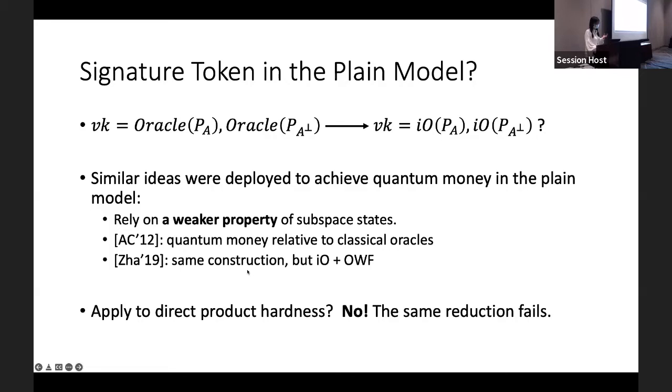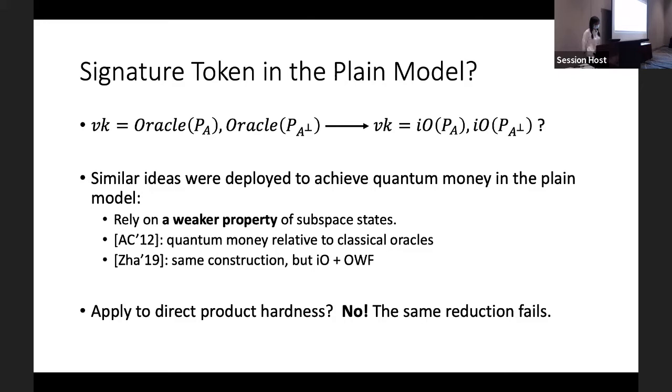But unfortunately, it cannot be applied to our case, because in fact, the direct product hardness we use in the signature token scheme is a stronger property than the security required by the public key quantum money protocol. And the same reduction using Zhandry's obfuscator would fail for us.